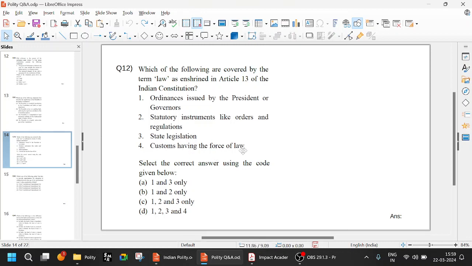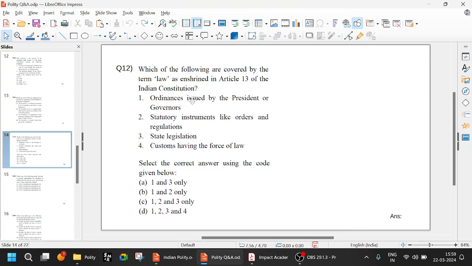Next, customs having the force of law. This one you have to understand. Even this is true. Usually you may think this may not be, but actually this is also included. If you read Lakshmikant Polity regularly, you frequently come across this: customs having the force of law. So all are correct options. So it is D.